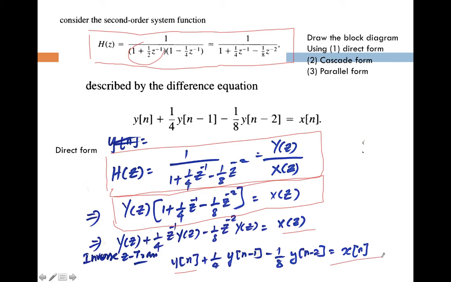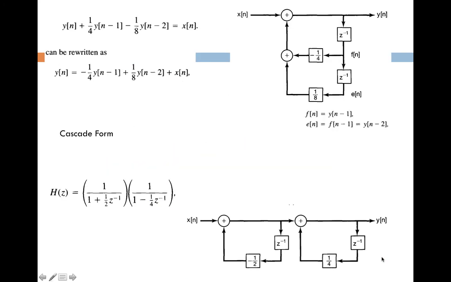Now we are going to represent this system equation using a block diagram. In order to represent this particular equation, we need two delay elements, because we have y of n minus 1 and y of n minus 2. So we are going to pass the output via two delay elements, and we have to multiply with the coefficients to realize this system equation.